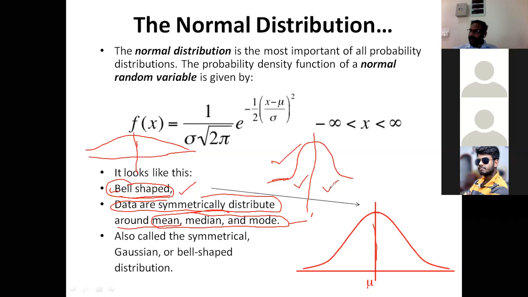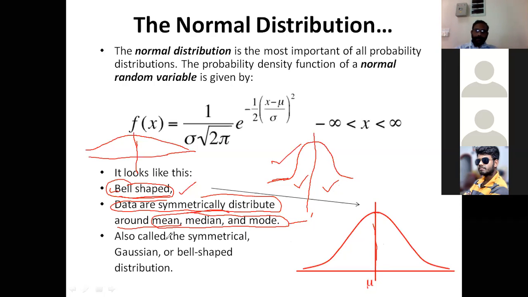Measure of center, isn't it? Measure of center: mean, median, and mode. So this is mean, median, mode, measure of center, which is exactly in the middle of the distribution. So that is the other speciality of this normal distribution.